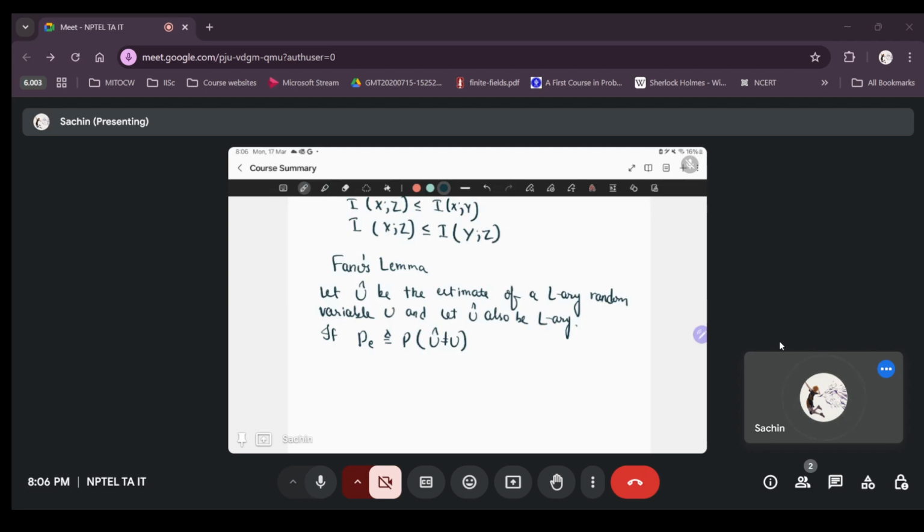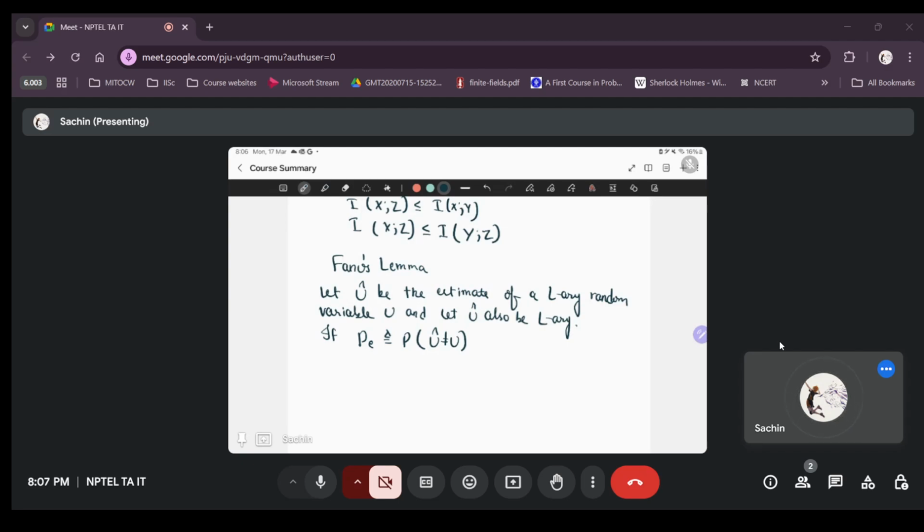The probability that a random variable is not equal to another random variable is more of an abuse of notation, because probability is only defined for subsets of the sample space, or which are events. When you write U hat is not equal to U, you mean that event of all outcomes for which U hat is not equal to U.